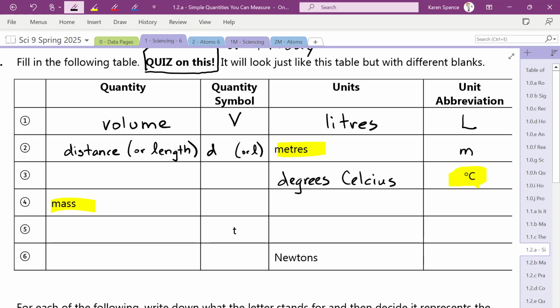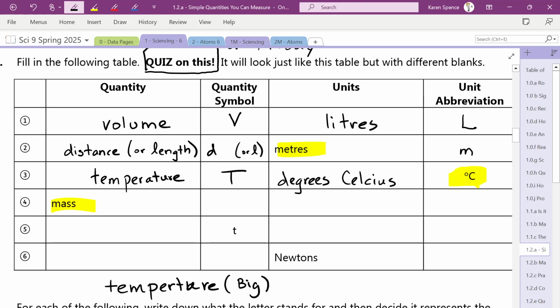But what quantity are we measuring? Temperature. And is that big or little t? Big T. And you know what? If you have trouble remembering which one is big and which one is little, temperature and time, which word is bigger? Temperature is big. That's a big, long word. Time is a small word. So temperature, capital, big, time, small.